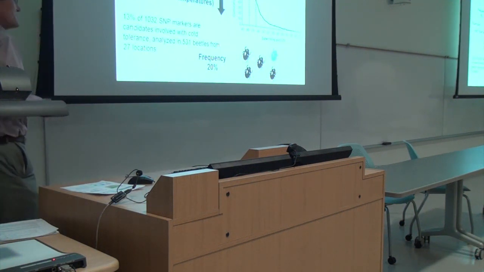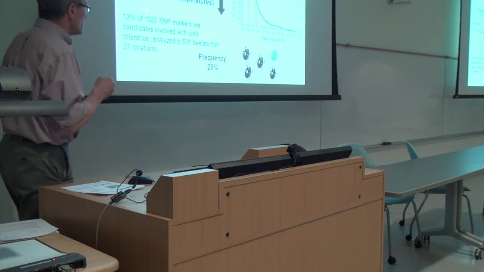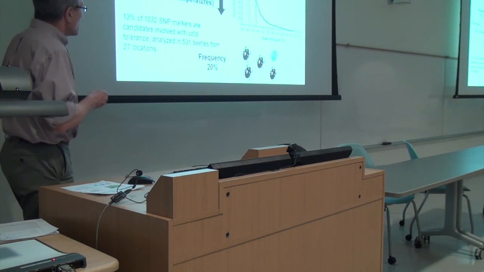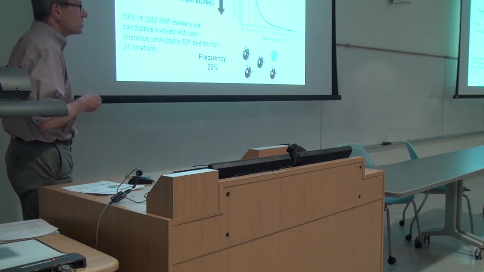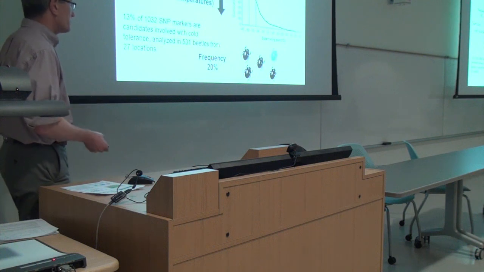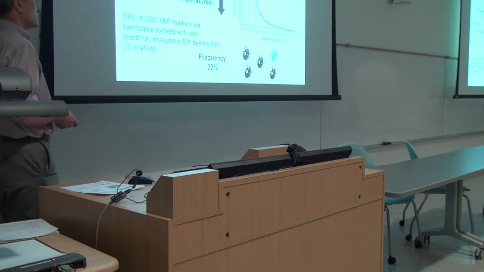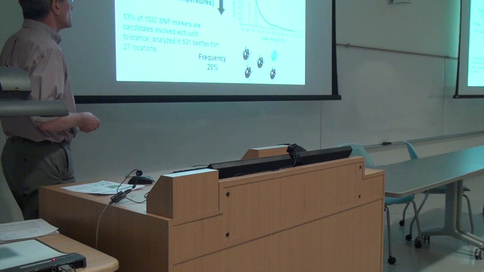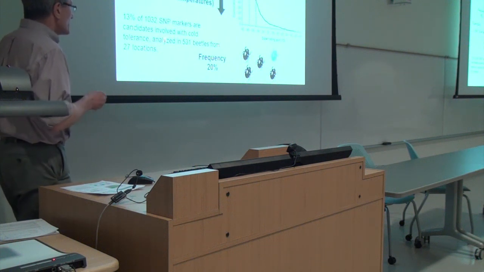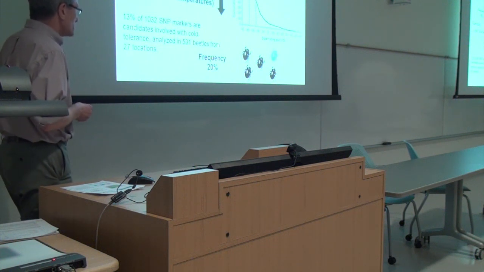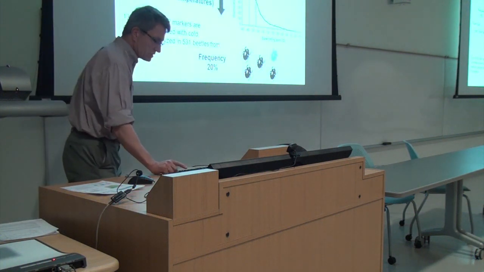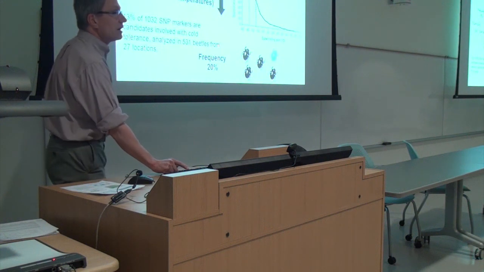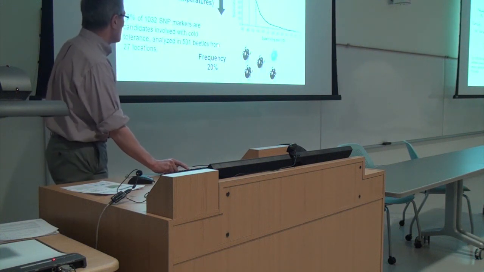So 13% of the gene markers from those 1,500 SNPs were candidates involved with cold tolerance in one form or another. We just picked things from GenBank that seem to be related to thermal regulation in some form. And in analyzing those at 27 locations, the results are still underway. We're still working on that. It's one of the many things that Jasmine is still working on.